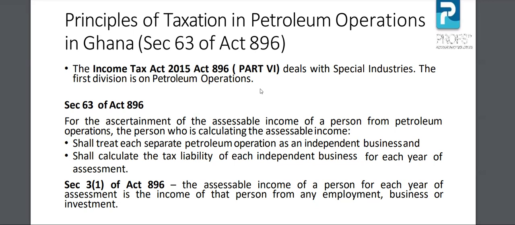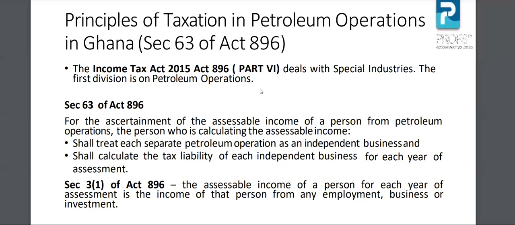So the accessible income is all the incomes of a person. A person in tax can mean a corporate entity, a trust, a partnership, or an individual. Okay, so when you hear person in tax, that is what it means. So from employment, business, or investment.